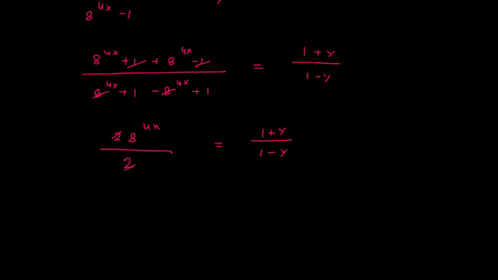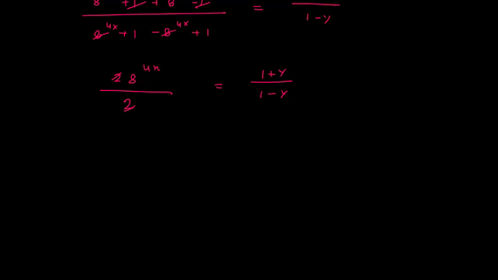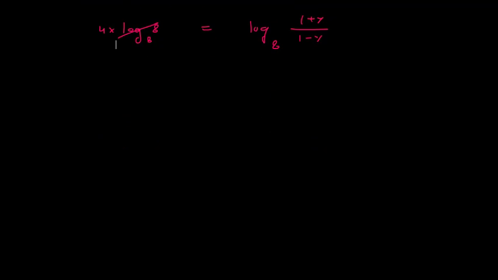Now this 2 and 2 will cancel, and if I take a log on both sides with base 8, I will get 4x into log of 8 to the base 8. So this log 8 will cancel, giving 1, and here I have log of (1 plus y) divided by (1 minus y) with base 8. Therefore I will get the value of x as 1 divided by 4 log of (1 plus y) upon (1 minus y). Here our base is 8.